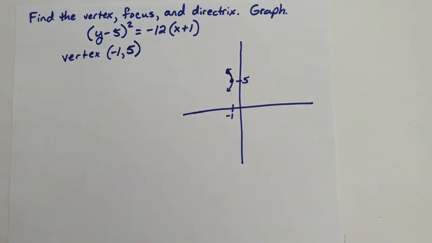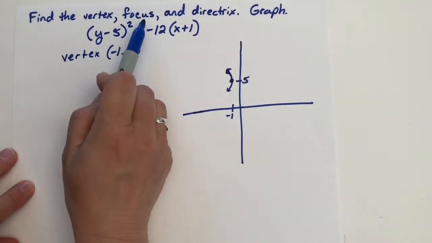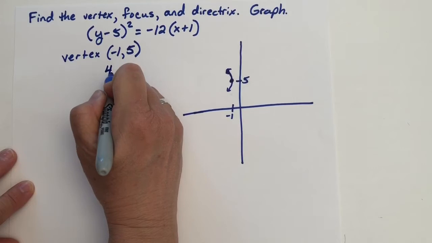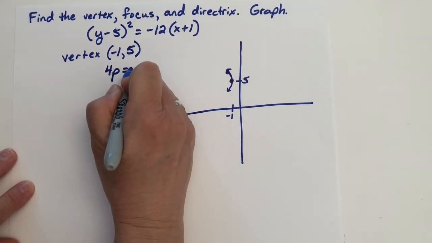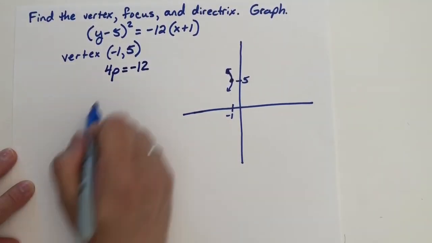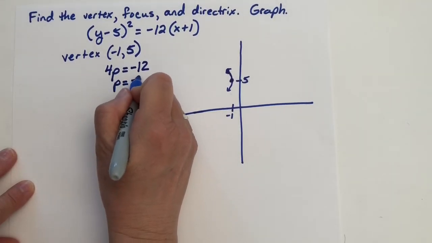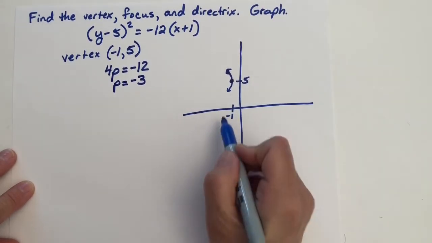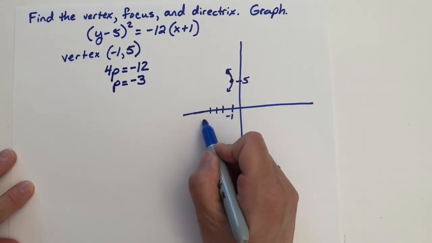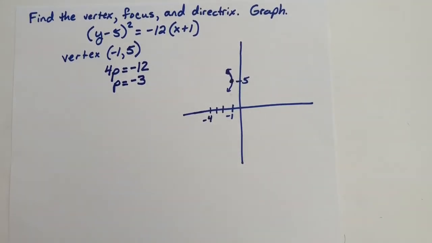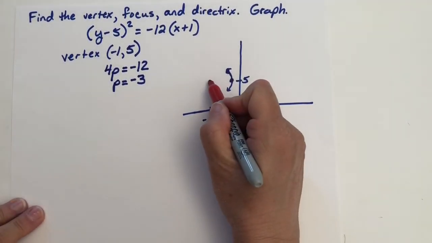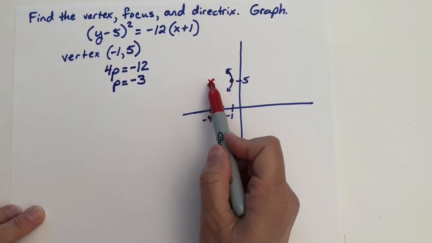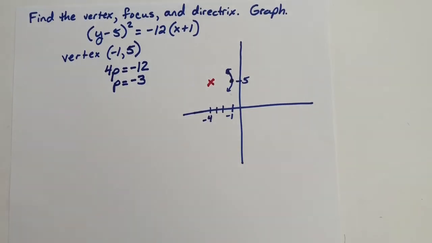So let's find p so we can find the focus and directrix. We set 4p equal to the coefficient of the linear term, so 4p equals negative 12. So that gives us p equals negative 3. So from this point, I move left 3 units. So 1, 2, 3. I'll be over here at negative 4. So here's my focus right here. I was at negative 1, 5, and now I'll be at negative 4, 5. Let's write that down.